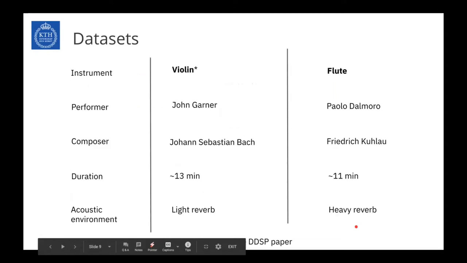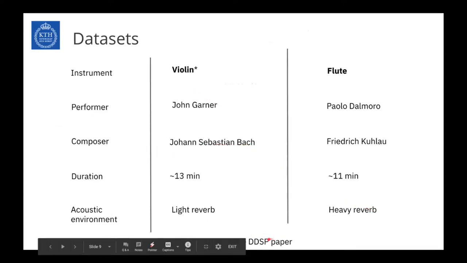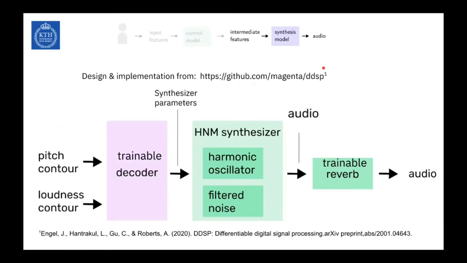The datasets we used were chosen because they were solo performances, monophonic, one performer, one instrument, one acoustic environment. We used one violin dataset, which was originally used in the DDSP paper, and we also added a new flute dataset. The synthesis model comes directly from the DDSP library. All we did was retrain it. If you want the model details for this synthesis model, you can check the DDSP paper or just the library.